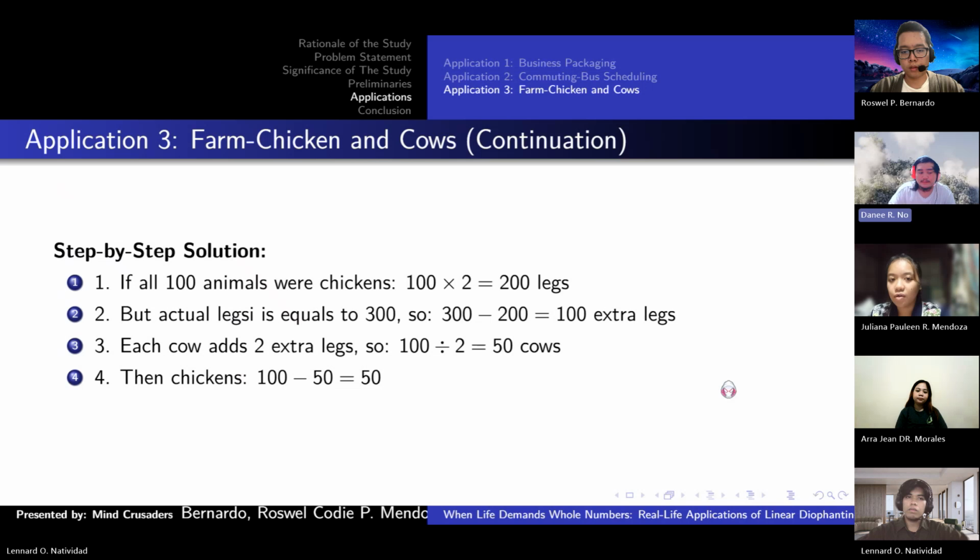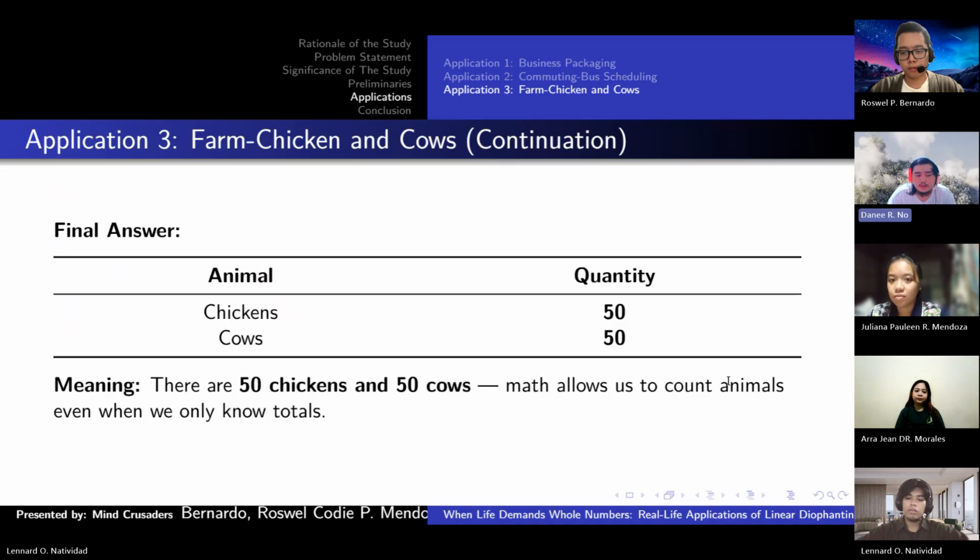So next slide, please. If we have 50 cows, the remaining animals must be 50 chickens. So 100 animals minus 50 cows equals 50 chickens. So in the final answer, we have 50 chickens and 50 cows. Math allows us to count animals even when we only know the total. So in the next slide, we will be having the conclusion.